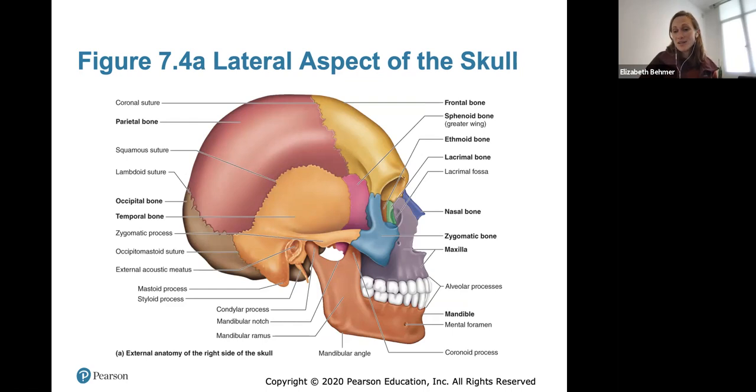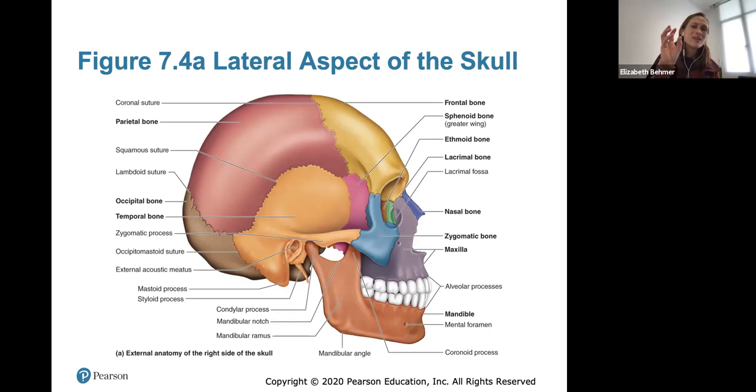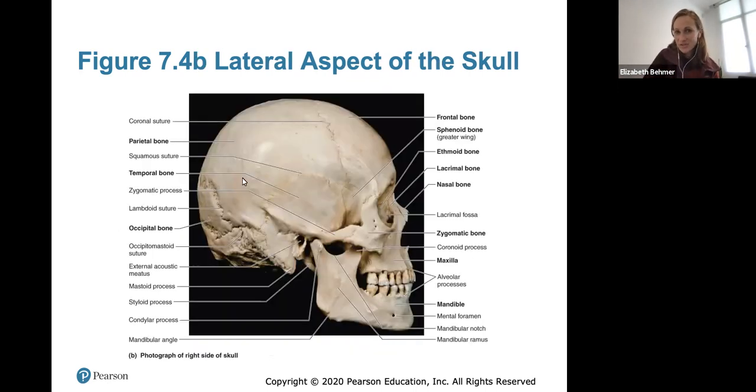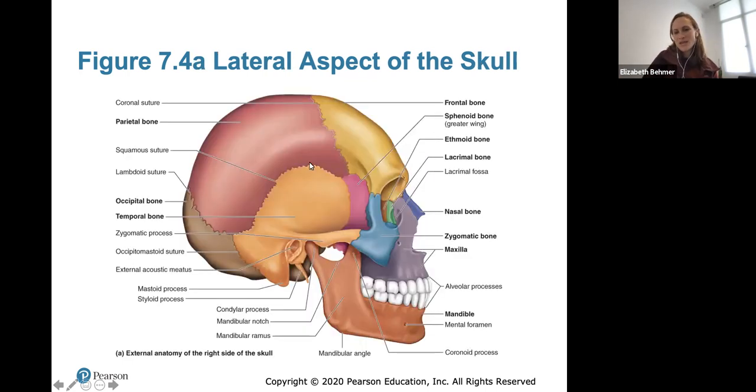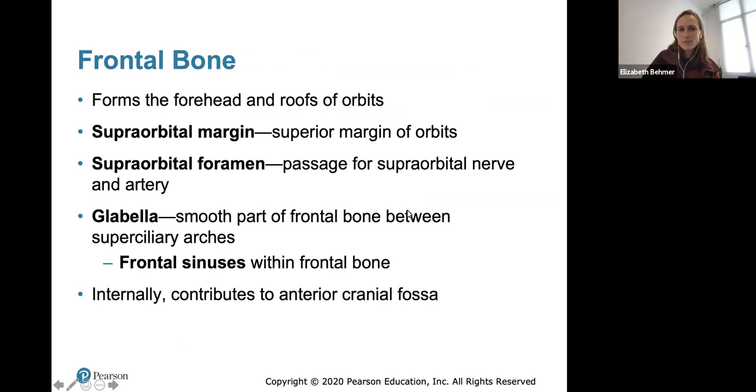So this is an artist rendition. It's kind of nice to see the different colors of the bones separated out. And then this is what a photograph of the right side of the skull would actually look like. So you can still see the sutures where bones come together and are fused. You can also see the holes very easily. If it's easier to study a picture of this, I will test you and quiz you on both types of pictures, actual bone pictures, or I might use some pictures that are colored as well.